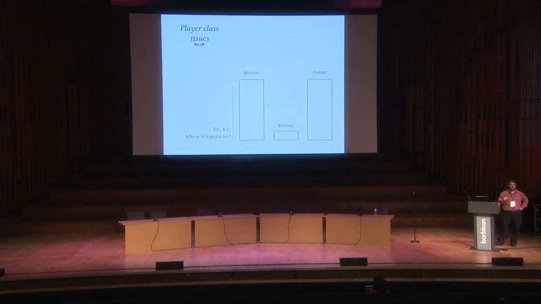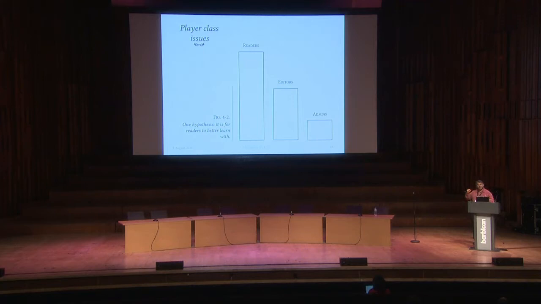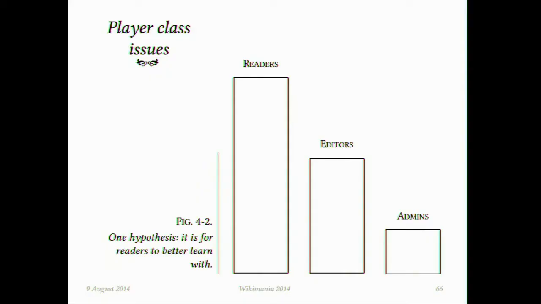learn from. One hypothesis of Wikipedia could be that Wikipedia is for the dissemination of information, and you should be spending far more effort on that and making Wikipedia better to learn with. That's a hypothesis. It's a valid one. You are not currently consciously executing on that hypothesis.